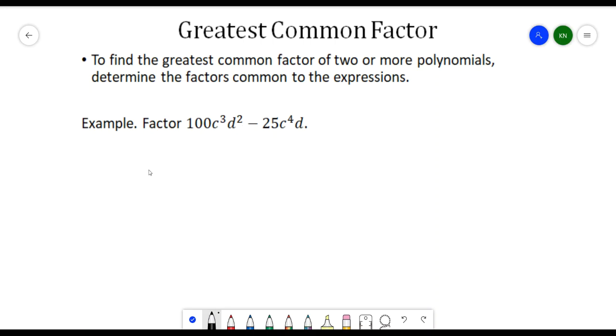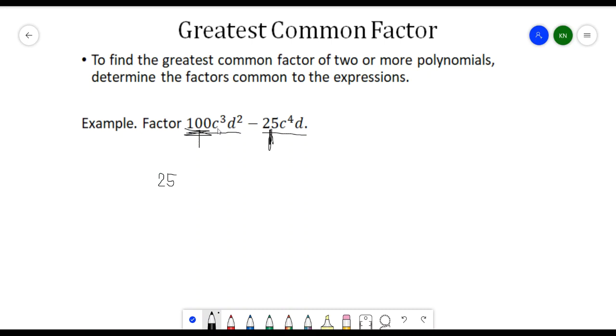In this case, for the constants, 100 and 25, we know that the greatest common factor between them is 25, because you cannot go higher than 25 and still get 100. 25 is still a factor of 100. So that being said, we'll write our 25 here.